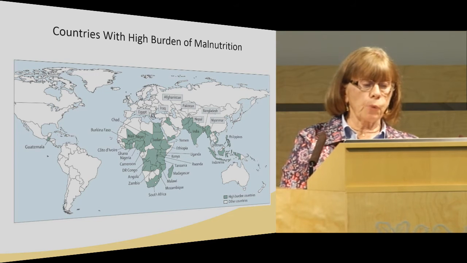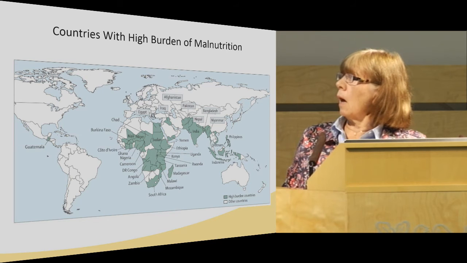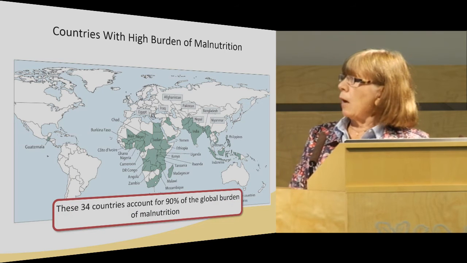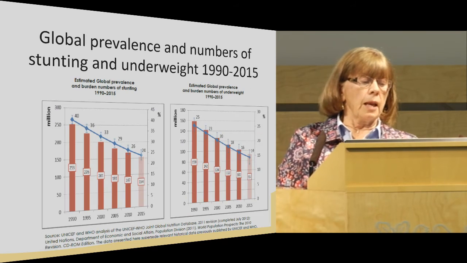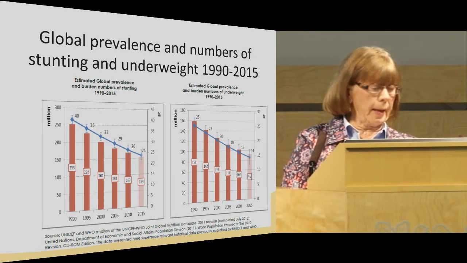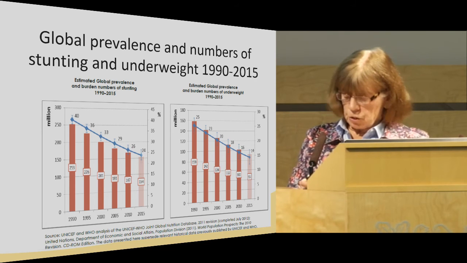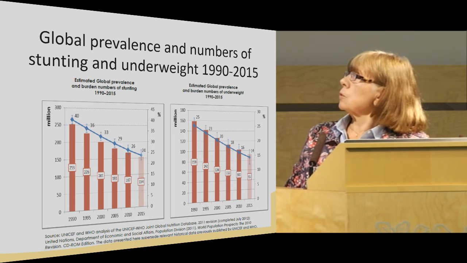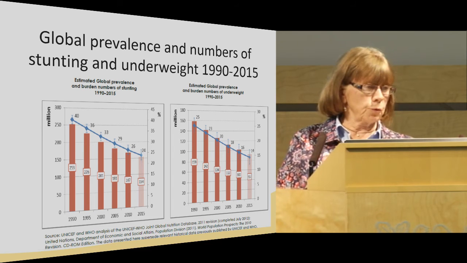If we look at where the burden of malnutrition is globally, you'll see that it's primarily in Africa and in South Asia. So these 34 countries account for 90% of the global burden of malnutrition. Now, if we look at stunting and underweight, what we see is that the good news is that there's been drastic reductions in stunting, both in the prevalence and in the burden, and also in underweight. So there's been a drastic reduction. So that's excellent news, very good news.